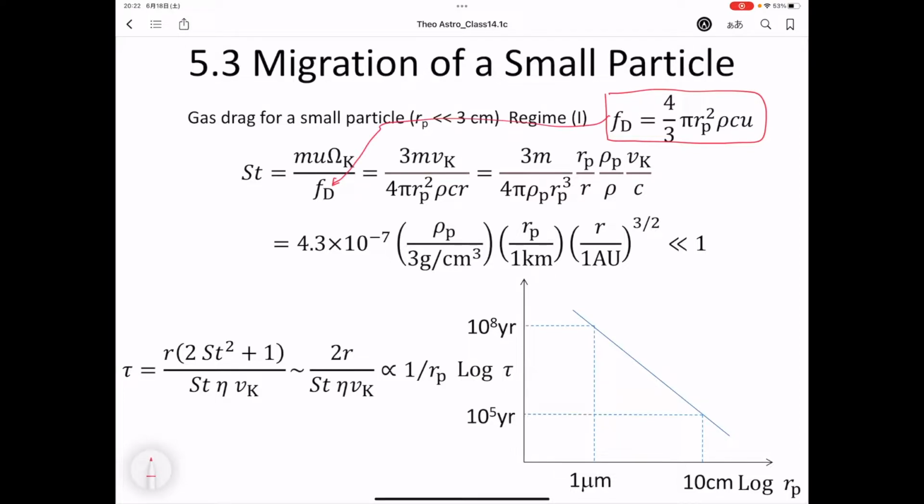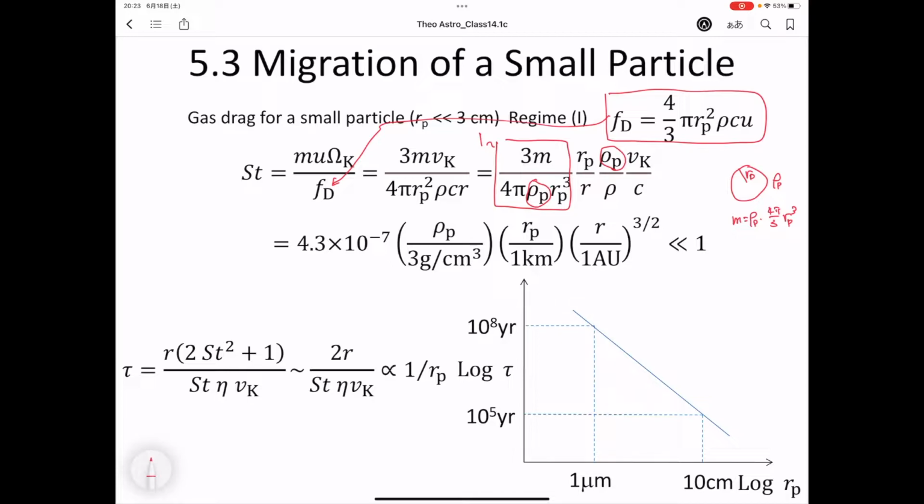We'd like to introduce the density of the material of a solid particle, ρ_p. This is the density of the solid particles. If we consider a solid particle with a radius of r_p and density ρ_p, the total mass can be calculated: volume times density, ρ_p times 4π/3 r_p cubed. So actually this factor becomes equal to 1 times r_p over r times ρ_p over ρ times v_K over c.